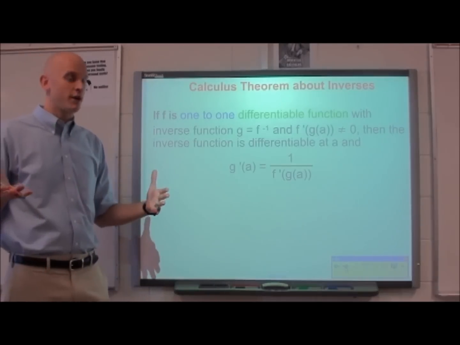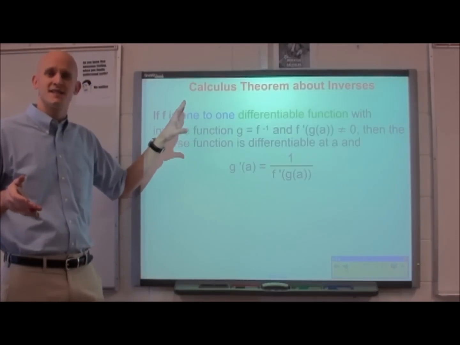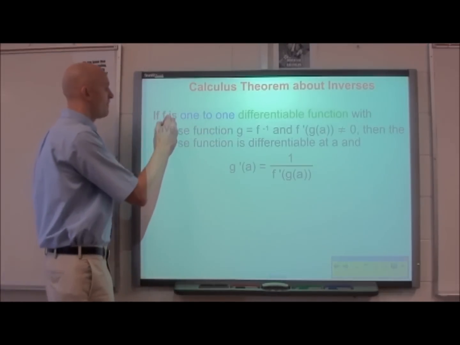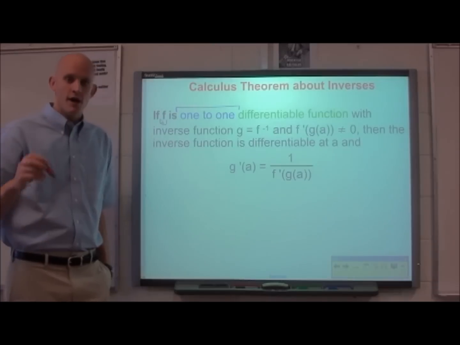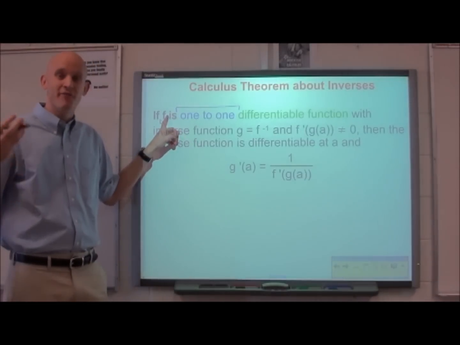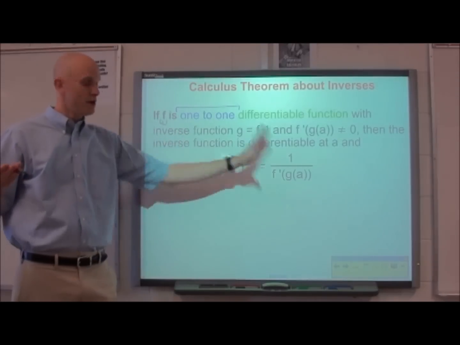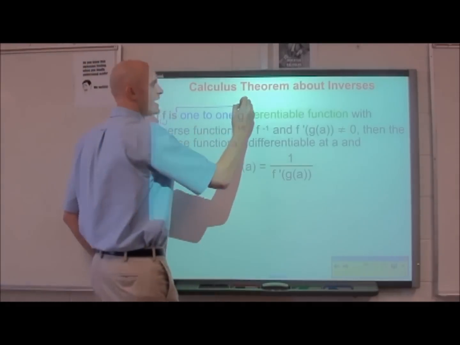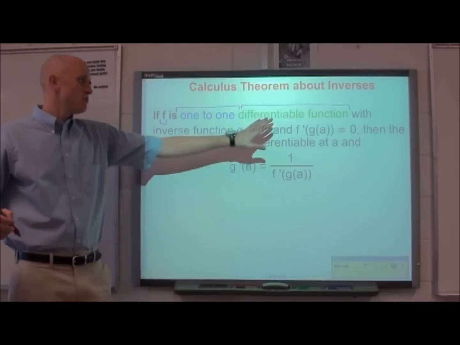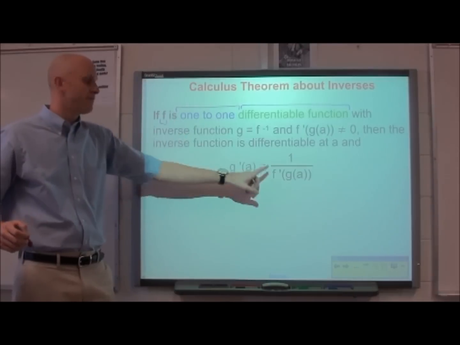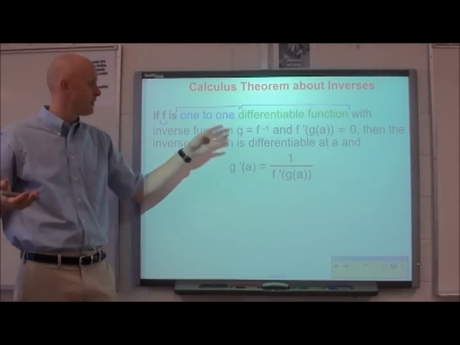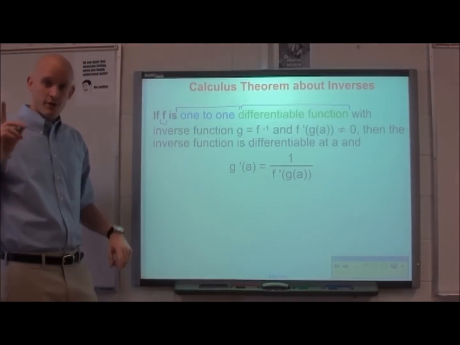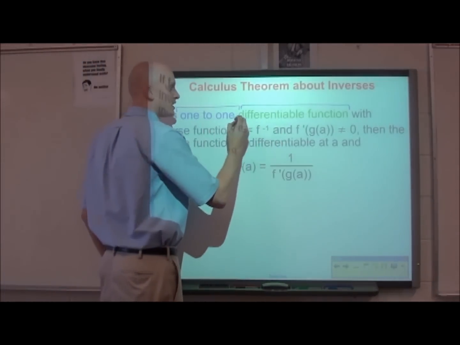And as usual with calculus definitions, you are given some pre-existing things that must happen in order for this to hold true. First, f must be 1 to 1. If our function f is not 1 to 1, none of this is true. It also has to be differentiable. You have to be able to differentiate the function f for this to work. If it's not differentiable, then none of this is true. So it has to be 1 to 1 and differentiable.